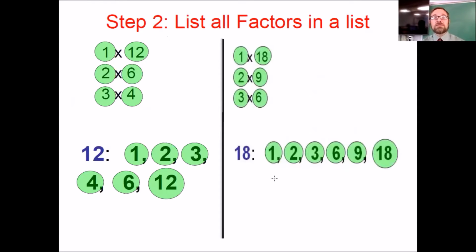List of all factors, you can write it out like this. This is where you're kind of writing them down. This is how you actually give an answer. So if it says list all factors in a list, you would go 12 colon 1, 2, 3, 4, 6, 12, that sort of thing.